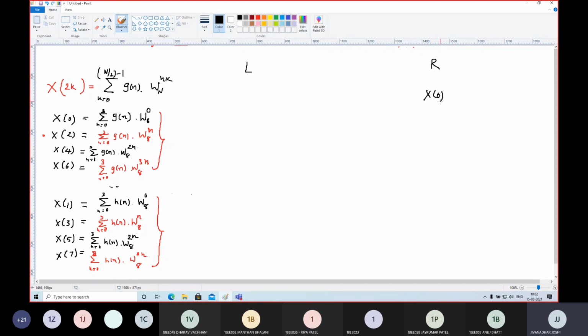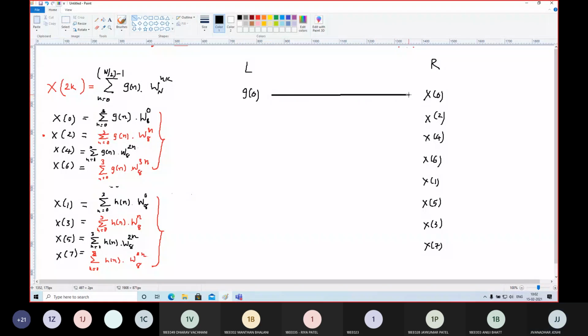First, what will I write? Capital X of 0, then X of 4, X of 2, X of 6, X of 1, X of 5, X of 3, X of 7, and similar to that I should write down G of 0. X of 0, then X of 4, then X of 2. 0, 2, 4, 6, 1, 5, 3, 7.